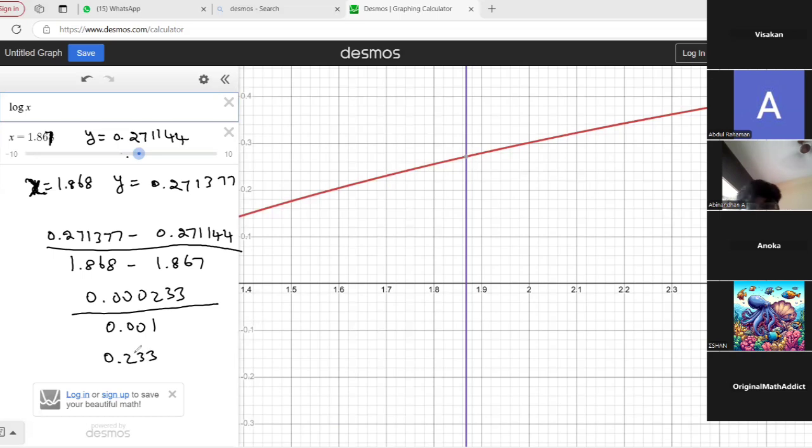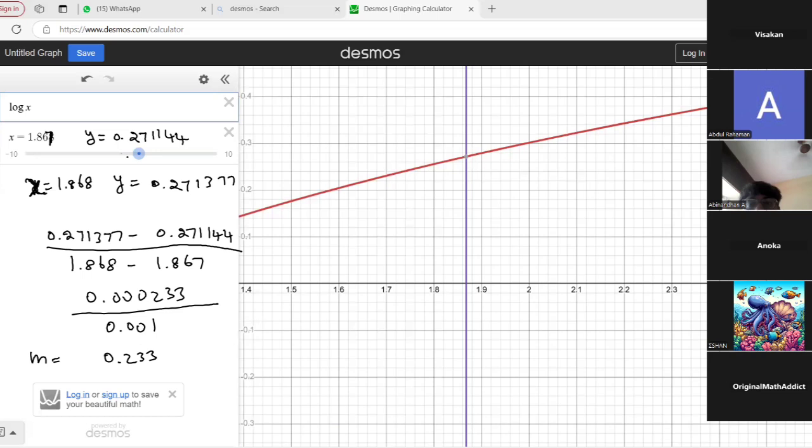Is that clear? Yes, sir. So that means almost at proximity of these numbers 1.867 or 1.868, when they become almost like a single point, then the slope value at that point is going to become like 0.233.